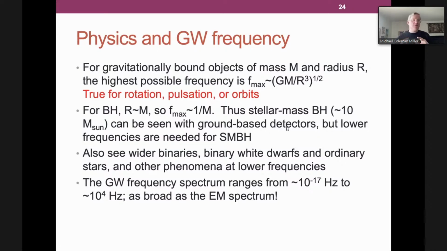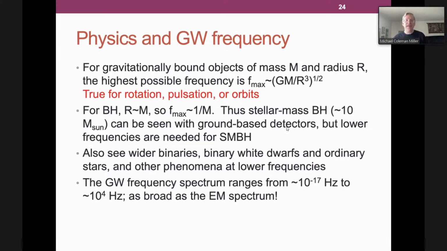Overall, the gravitational wave frequency spectrum has an incredible range from about 10 to the minus 17 hertz, which is roughly 1 over the age of the universe, to about 10 to the 4 hertz. In terms of orders of magnitude, that is as broad as the electromagnetic spectrum.